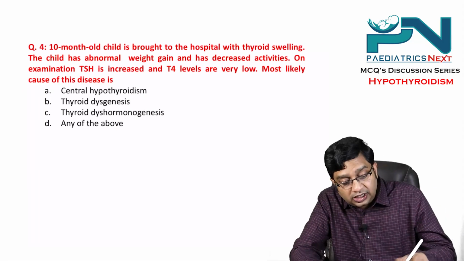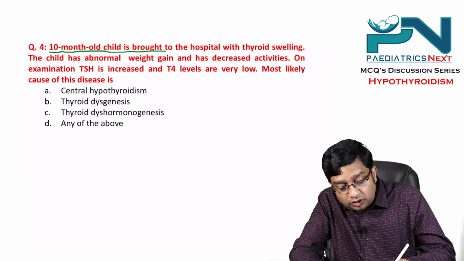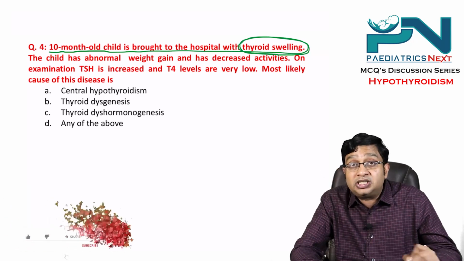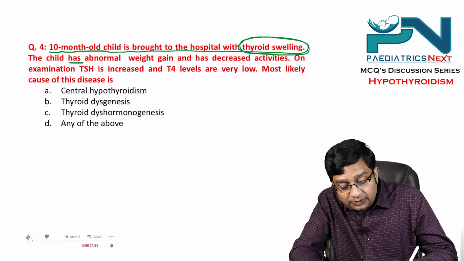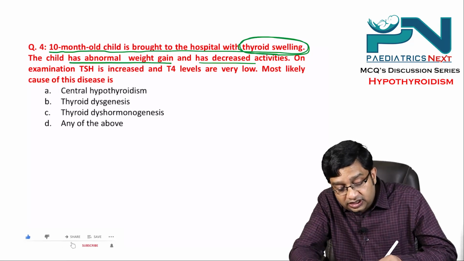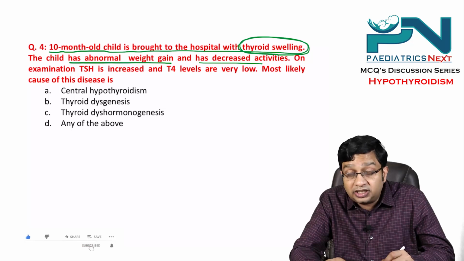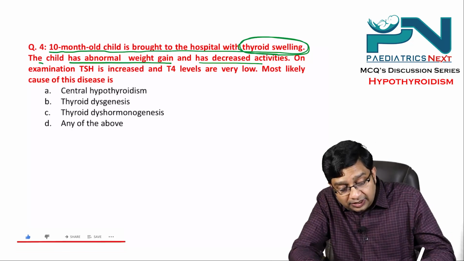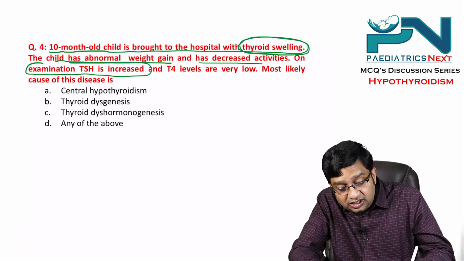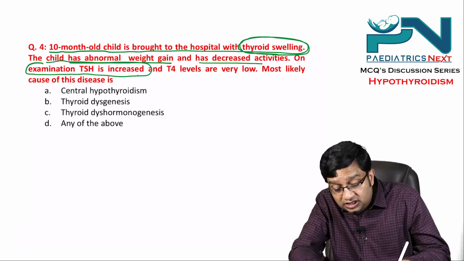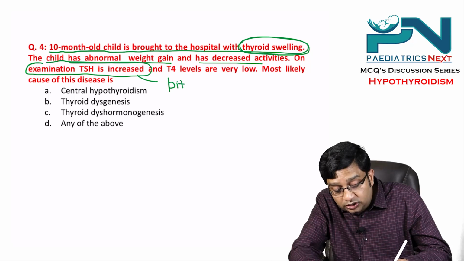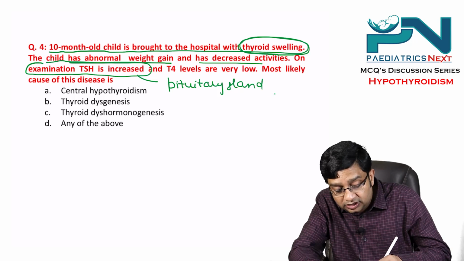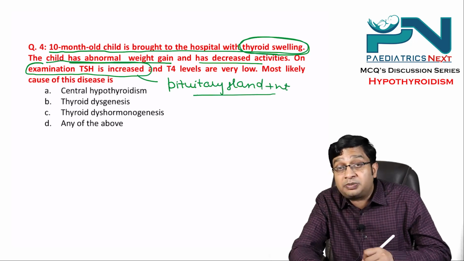Question number 4. A 10-month-old child is brought to the hospital with thyroid swelling. That means thyroid is present. The child has abnormal weight gain, decreased activities. Increased weight gain, decreased activities both can be the sign of hypothyroidism. On examination, TSH is increased. If TSH is increased, that means pituitary gland is present. Otherwise, who will produce the TSH? So this indicates pituitary gland is present.